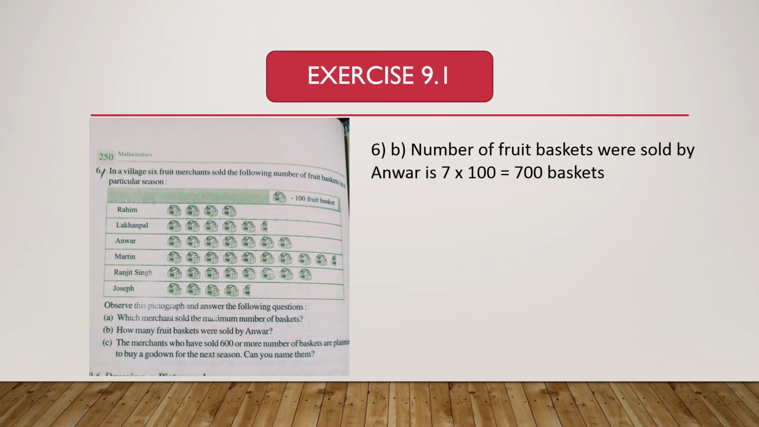Now question number second bit B. How many fruit baskets were sold by Anbar? Looking at the pictograph tables, we see that this is Anbar, and Anbar sold 1, 2, 3, 4, 5, 6, 7. 7 fruit baskets, and one pictograph fruit basket is 100 fruit baskets. So Anbar sold 7 multiplied with 100, that is 700 fruit baskets. So Anbar sold 700 fruit baskets.